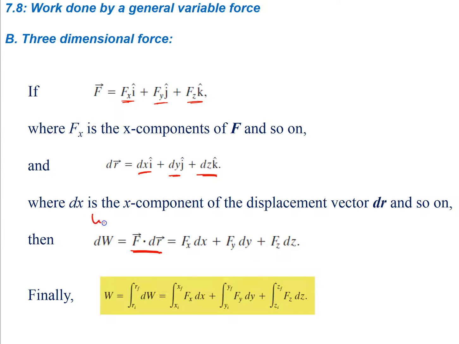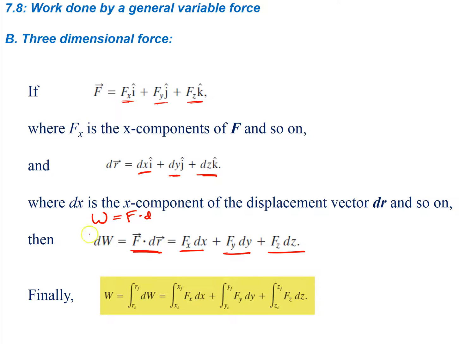Because remember our work equation is F dot d, or F dot x. So this is just going to simply be our x component of force times the increment dx, our y component of force times increment dy, and then our z component times our increment dz.